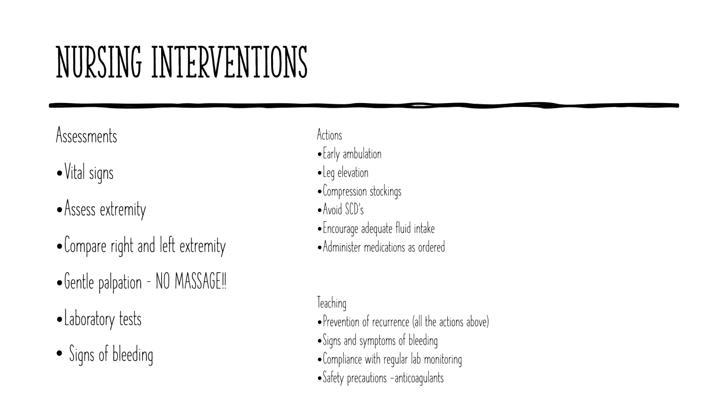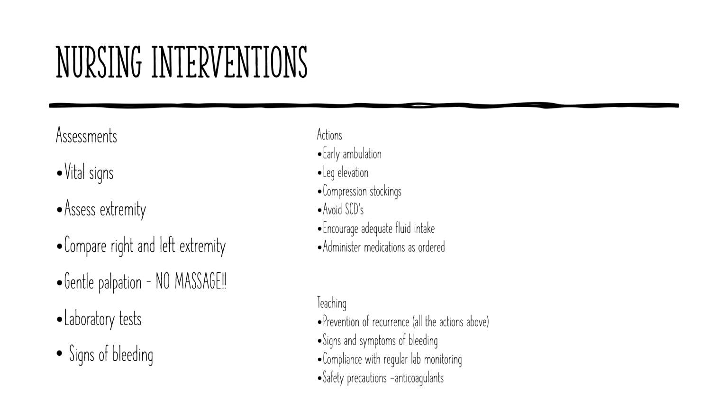Our nursing interventions: looking at our vital signs, noticing if we have any changes, and then assessing our extremities. What's our color, motion, temp, sensation? Do we have pulses? Do we have things similar left and right? So make sure we're always comparing our left and right extremities. Gentle palpation, but we're not massaging that. We don't want to move that clot.